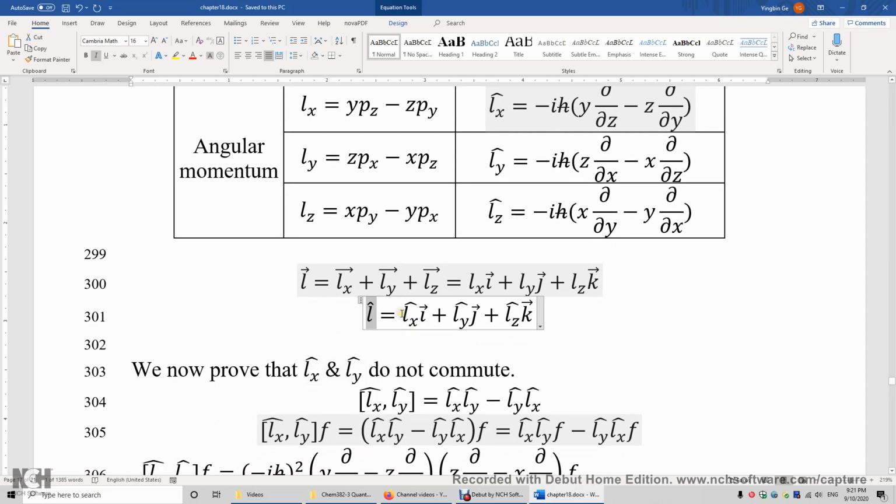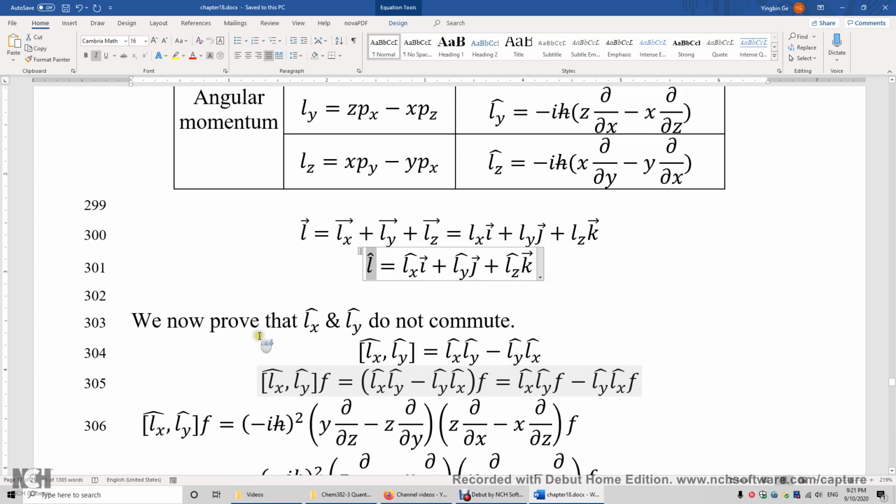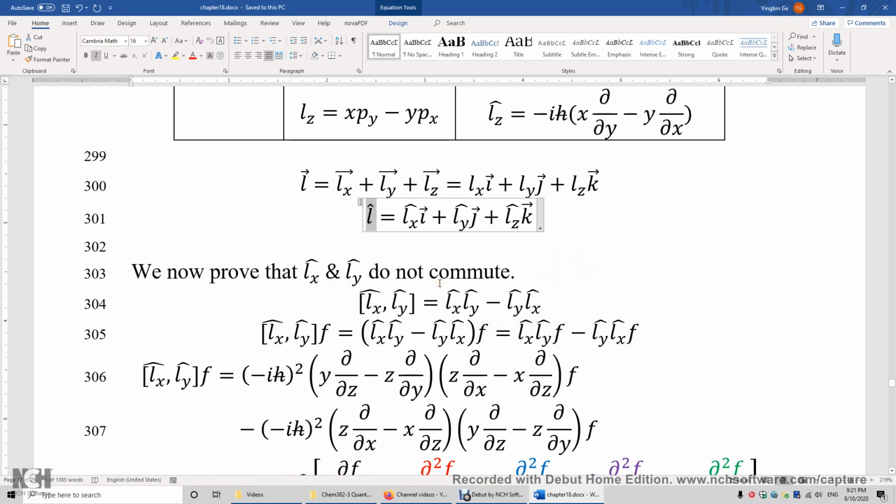We can prove this Lx and Ly do not commute. That means we cannot determine Lx and Ly simultaneously and exactly. So how do we prove this? We just need to evaluate the commutator of Lx and Ly and show that this commutator is non-zero. So the commutator of Lx, Ly is Lx times Ly minus Ly times Lx. We just need to apply this to an arbitrary function f. And this is the expression.